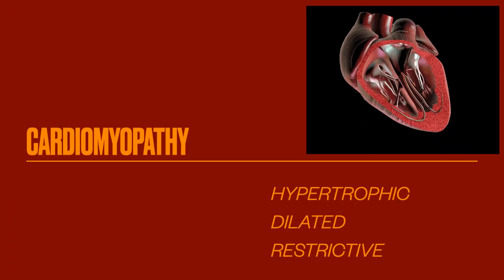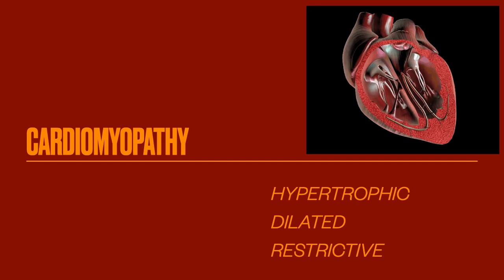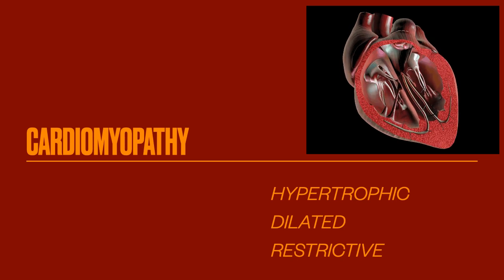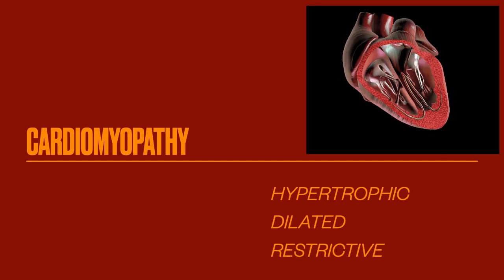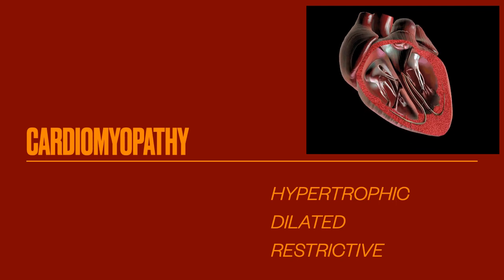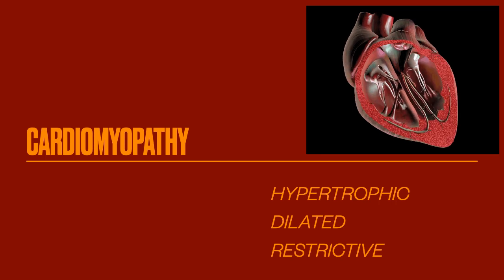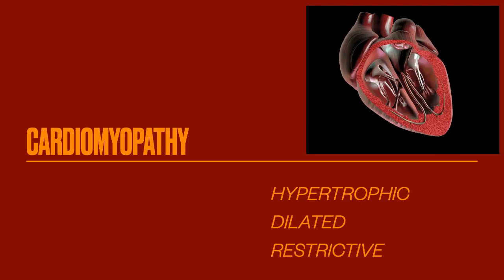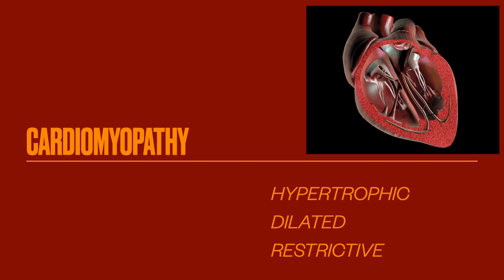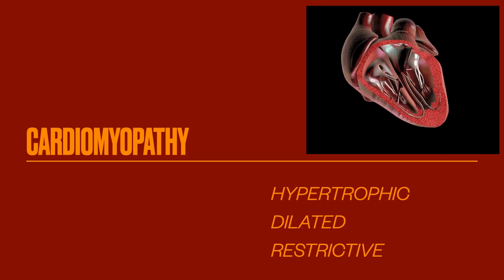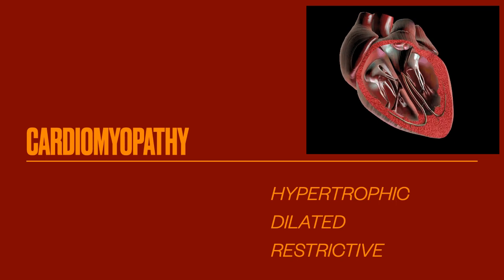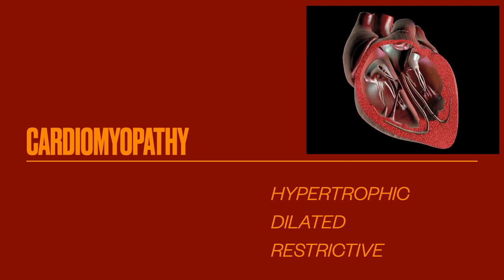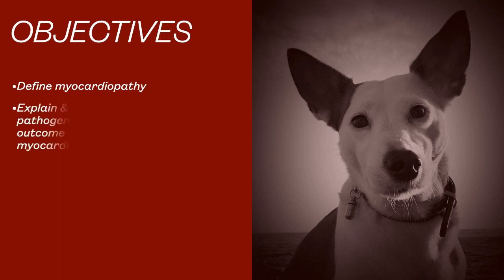Alright, so cardiomyopathy means heart muscle disease. Cardiomyopathy is a broad term used to describe a variety of issues that result from disease of the myocardium. When cardiomyopathy develops as a way to compensate for some other underlying disease like hypertension or valve disease, it's called secondary cardiomyopathy. When it develops by itself, it's called primary cardiomyopathy.